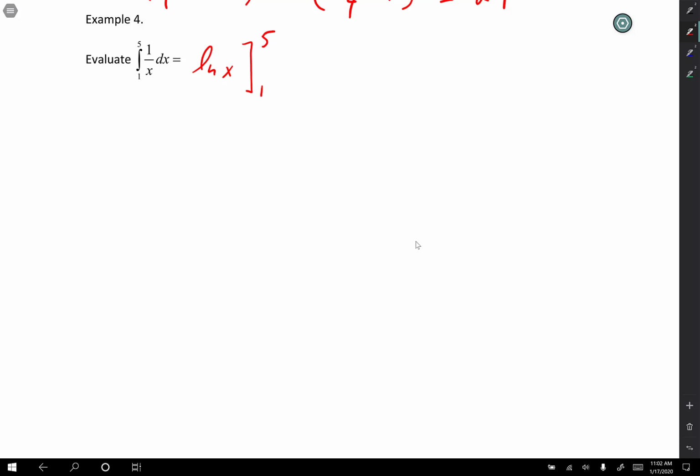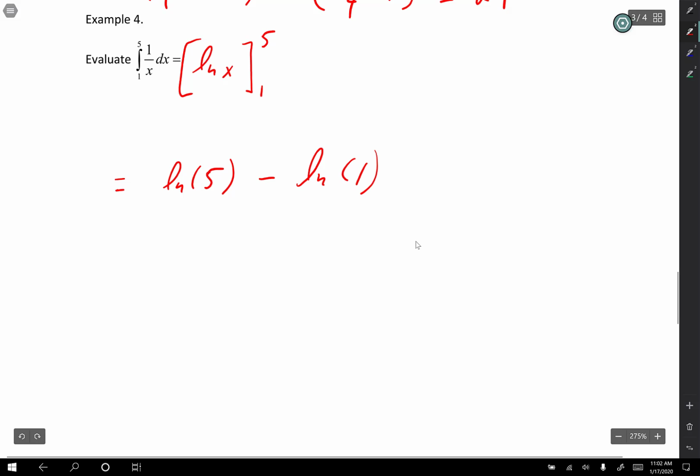Oh, I just put a little bracket. You can erase the little edges. Where's the other bracket? Okay. All right, here we go. Equals ln of 5, upper, minus ln of 1.